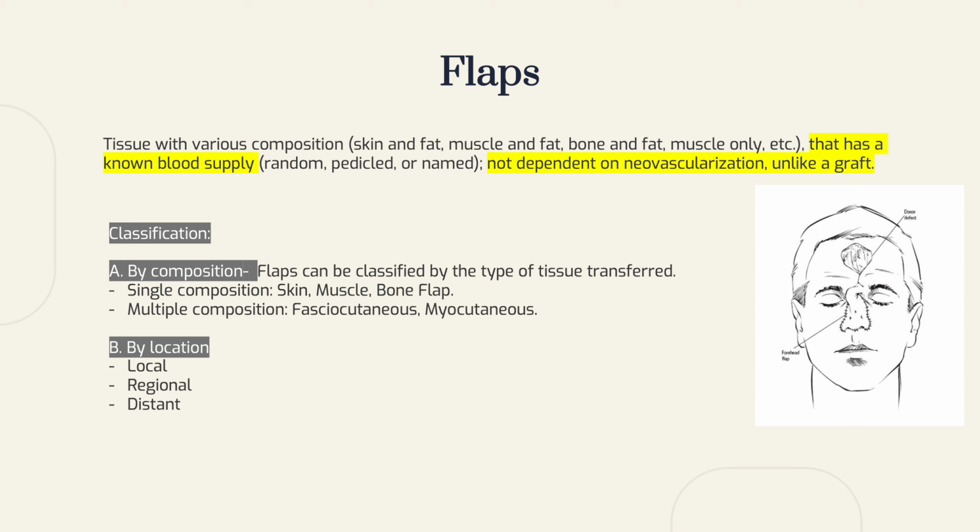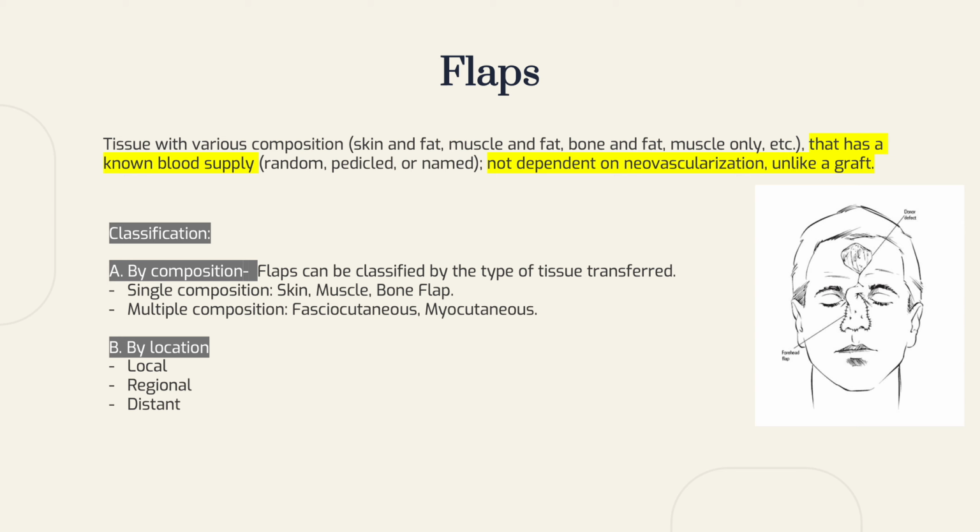So in the flaps, flaps are usually, again, tissues of various compositions. So you can have skin, you can have fat, you can have muscle, and sometimes even bone. So it could be skin and fat, muscle and fat, bone and fat, or muscles only. And they have their own blood supply. And this is, again, a high yield question, which means that they don't depend on neovascularization, and you can flap a site that does not have a good recipient bed, for example, a cartilage, because cartilages are avascular.